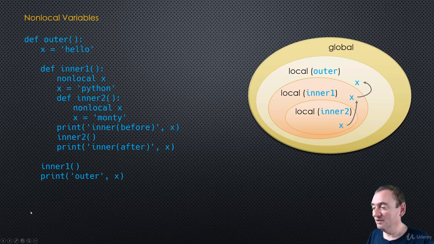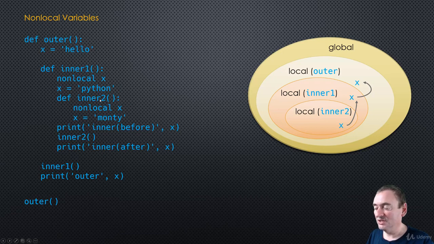So now, when we call outer, what happens? Well, the first thing when we call outer is that it sets x to equal to hello, defines inner1, and it calls inner1. Okay, so let's call inner1. So when we call inner1, we set x equal to Python. But which x is it? It's the one in outer. So technically, this x over here has just changed its value, right, to Python.